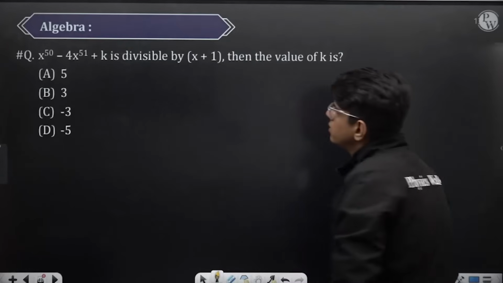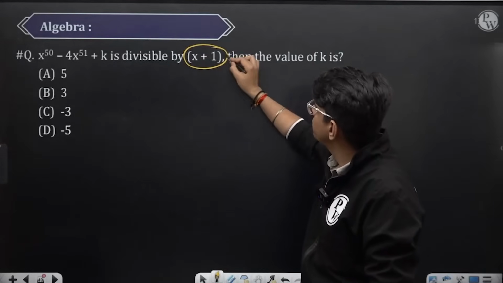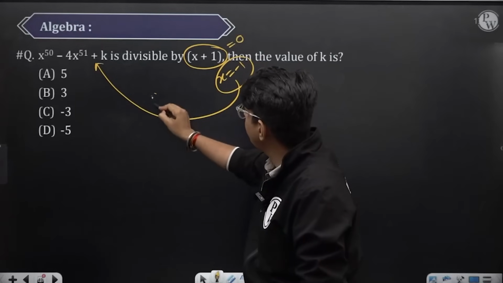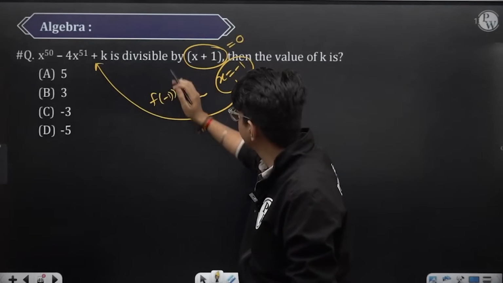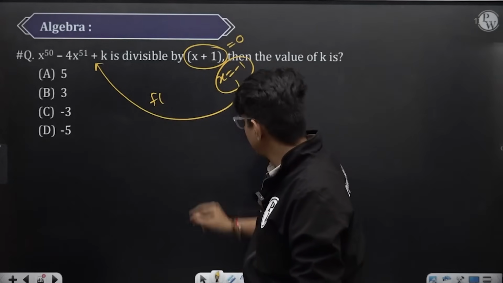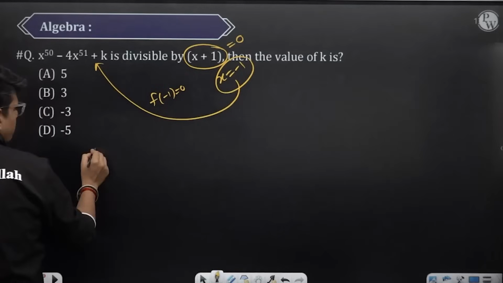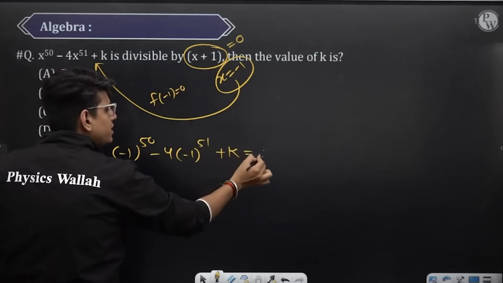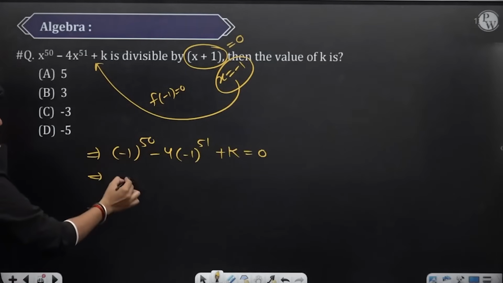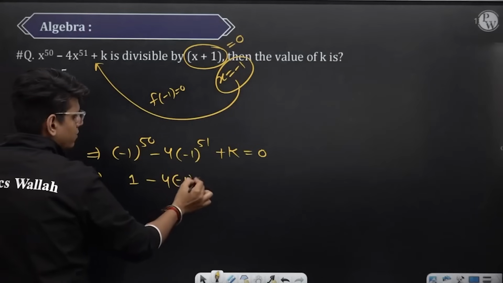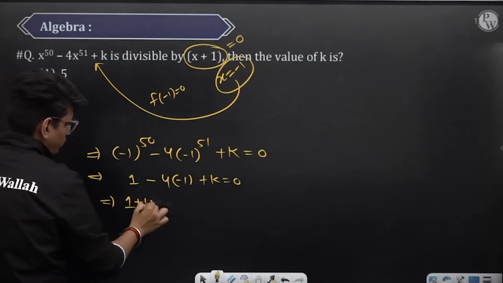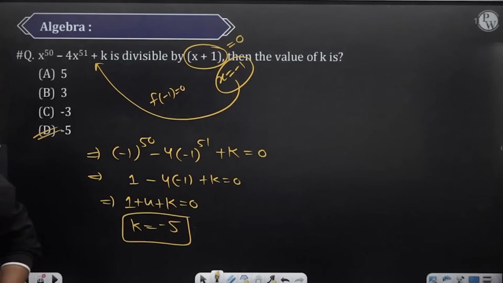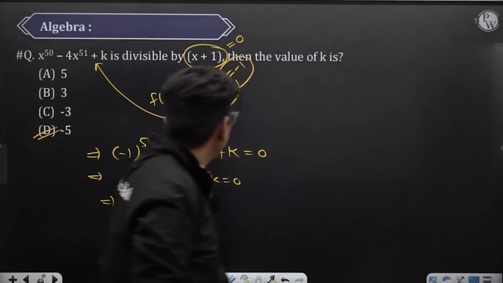Whenever a polynomial is divisible by this factor, that means when this factor is equated to 0, the value x equals -1 will make this polynomial 0. F of -1 equals 0. What does it mean? When I put -1 in place of x, -4 times (-1) to the power 51 plus k will become 0. So this is -1 to the power even, so this is +1, -4, this is -1 plus k equals 0. So this is nothing but 1 plus 4 plus k equals 0. K equals -5. So here the value of k is -5.